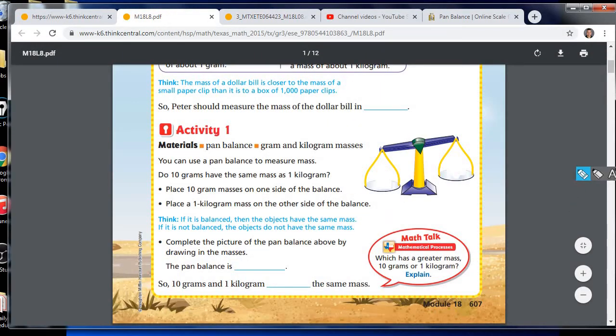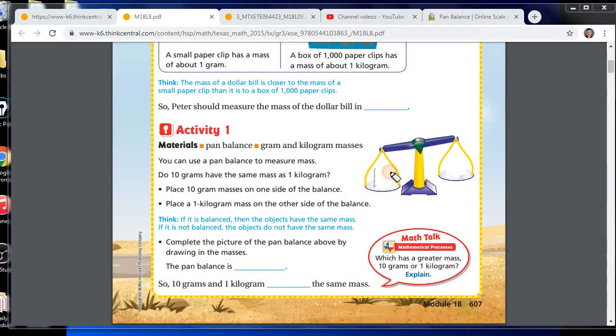So that's asking you here, if you put 1 kilogram here and you put 10 grams here, would the pan balance be balanced?